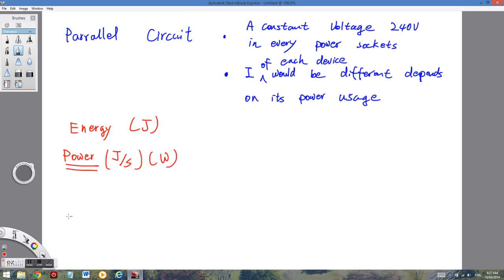The idea is if I have a fridge, say the fridge is operating at 1,000 watts. The fridge needs 1,000 joules of energy per second to operate. Now let's use the power equation. The power equals VI, so if the power is 1,000 and the constant voltage is 240, then we can find out the current.